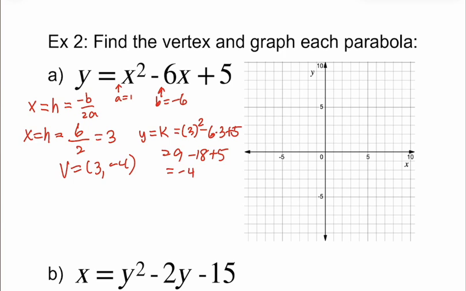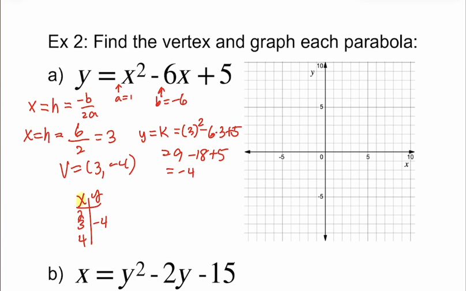Now let's think for a moment. When we found the vertex in the last example, it was less work. We just got to look at it and go, oh, that's our vertex. Here we had to do a little bit of work to find our vertex. But once we found our vertex, we made a table. So let's make a table again. Because it starts out y equals x squared, we plug in x's. Because of the symmetry of a parabola, let's plug in something below that x and above that x. So I'm going to plug in 2 and 4. If I plug in 2 and 4, I should get the same value both times because of symmetry.